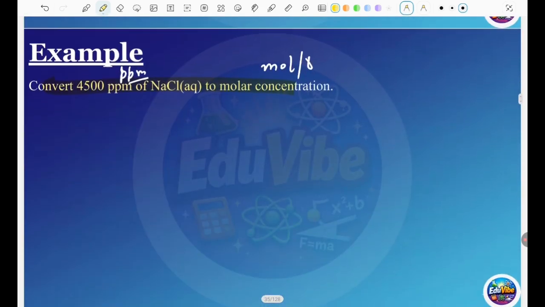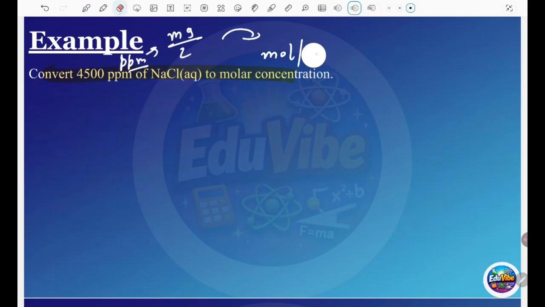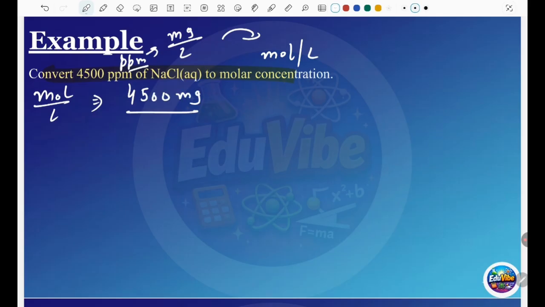So that was an easy one. I will take the mg per liter to convert it into moles per liter. So our goal is to convert into moles per liter. So we have 4500 mg upon 1 liter. We write it like that, like we do in the percent concentration, for our convenience. Now you have to cut the mg.